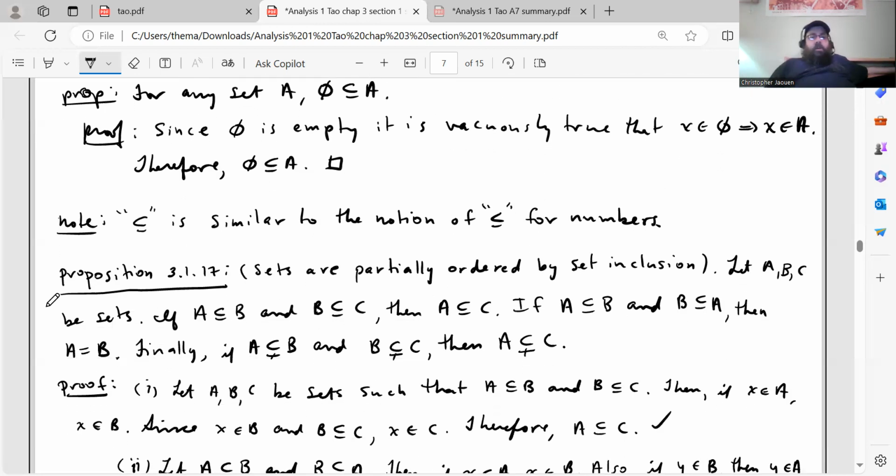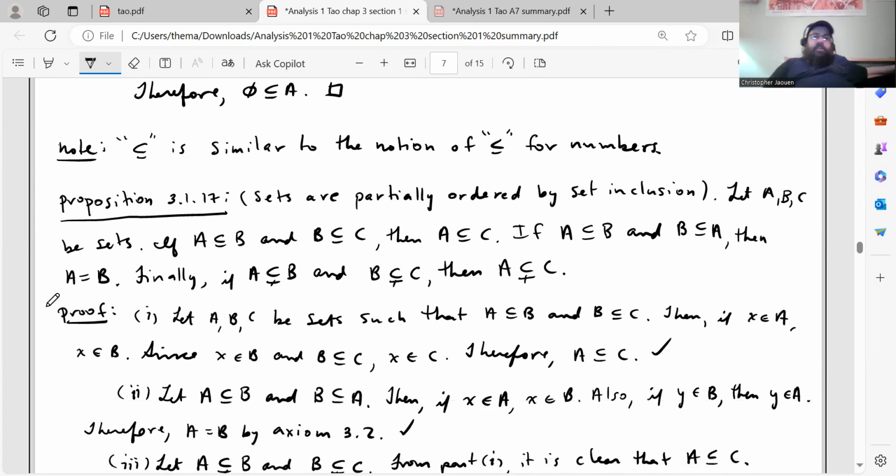Okay, just a note, the "is a subset of" symbol is similar to the notion of less than or equal for numbers, but it's not necessarily the same as that, but it is similar. We'll see how they differ in a minute.